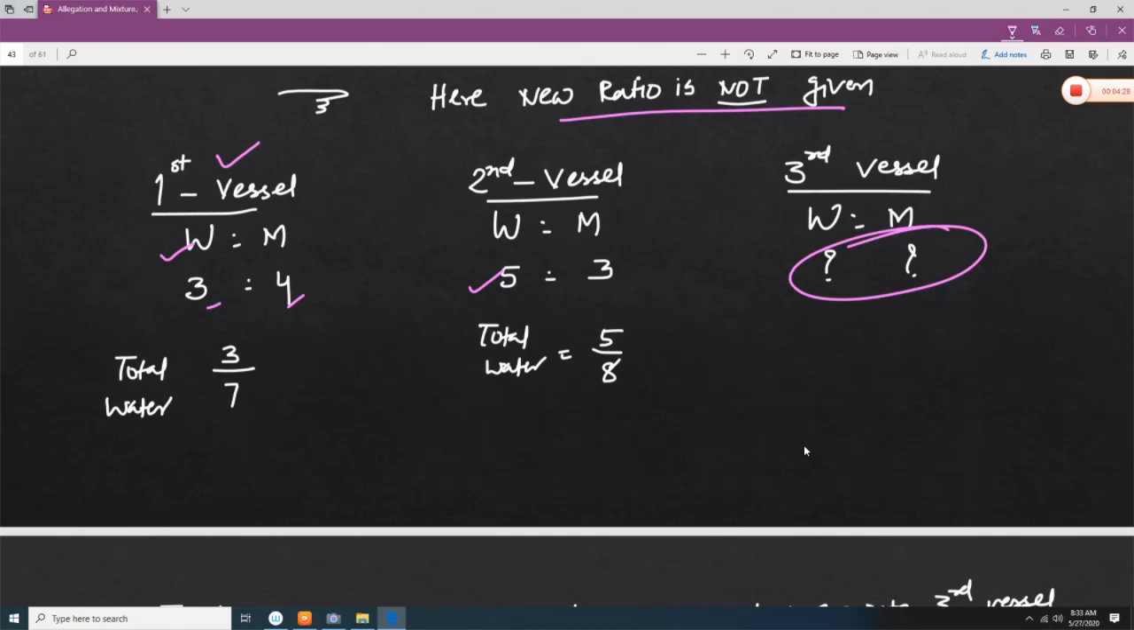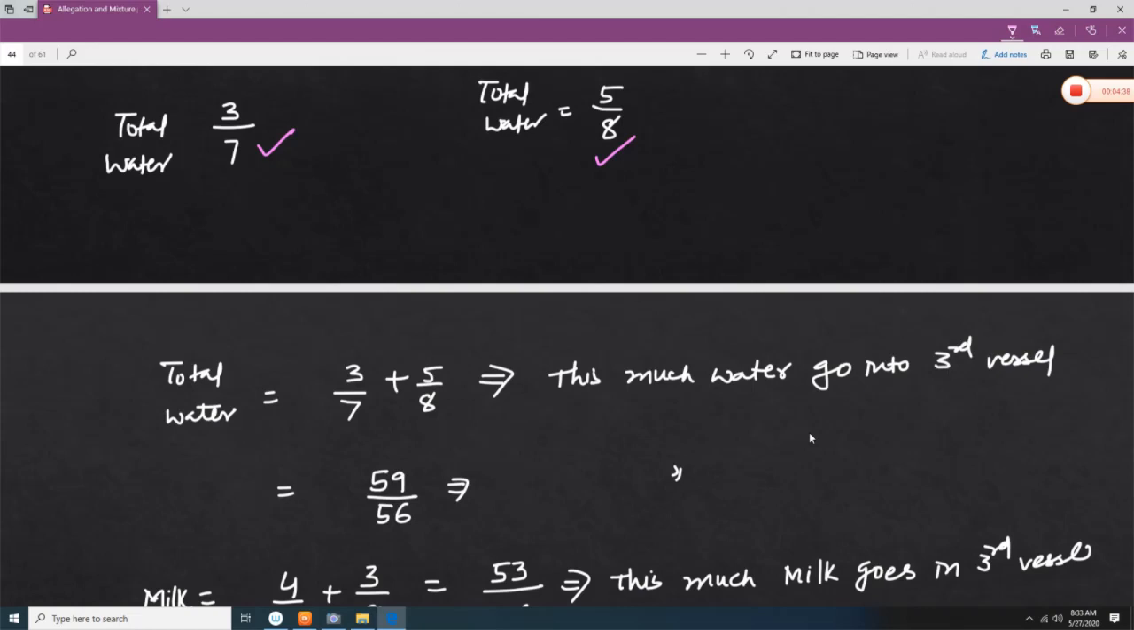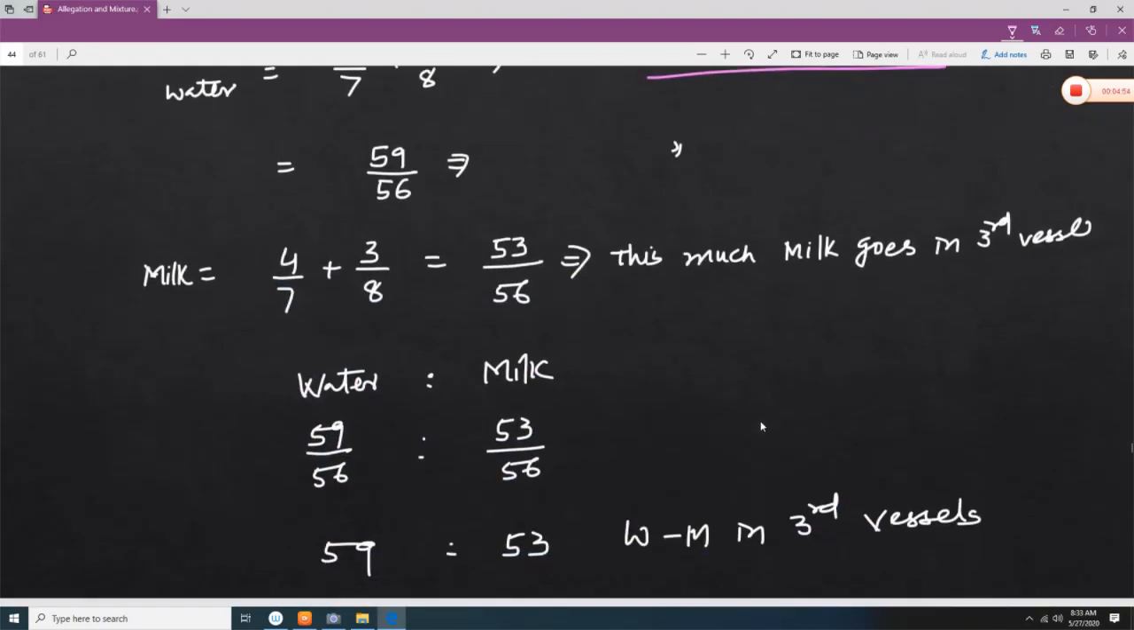So the water in the first is 3/7, and in the second the water will be 5/8. When we combine the water from the two vessels, 3/7 plus 5/8, this much water goes into the third vessel, that is 59/56. Similarly, we take the milk. It is 4/7 in the first and 3/8 in the second vessel. So that is 53/56. This much milk will go in the third vessel.